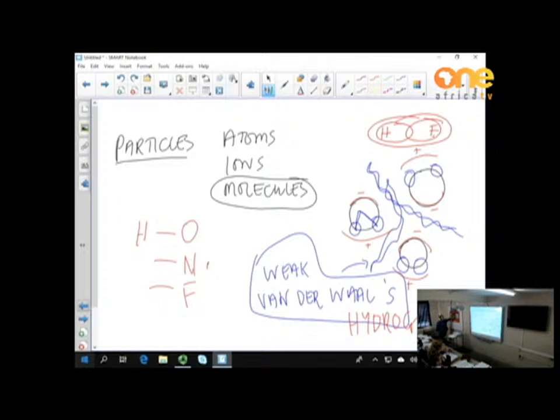We refer to the electronegativity of an element. Electronegativity is an indication of the attractive force on a shared pair of electrons. And when you look at the periodic table, fluorine is the most electronegative element. So electronegativities increase from left to right and decrease from top to bottom.